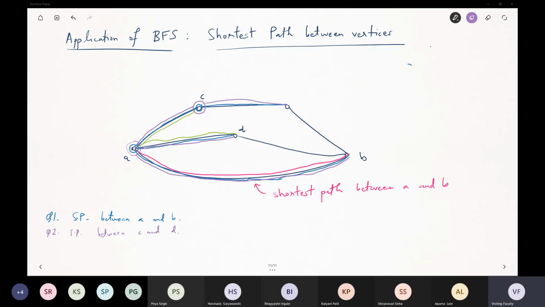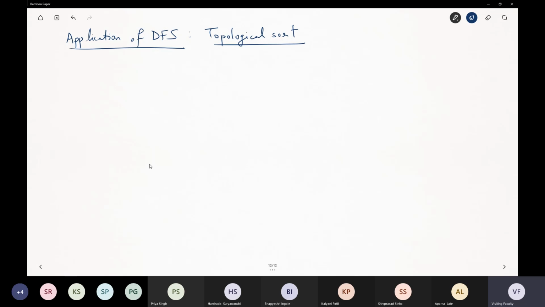Okay, so let's continue. The small part that remains is an application of DFS. This is called topological sorting. What does this mean? Let's start with some graph. Now the difference is it's a directed graph. So what's a directed graph?